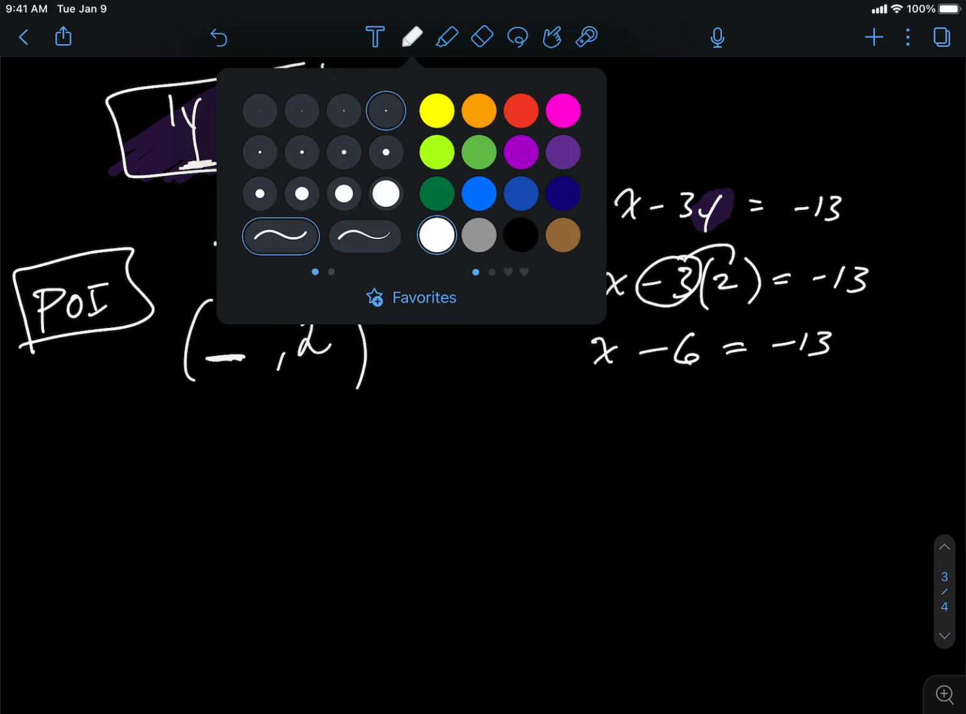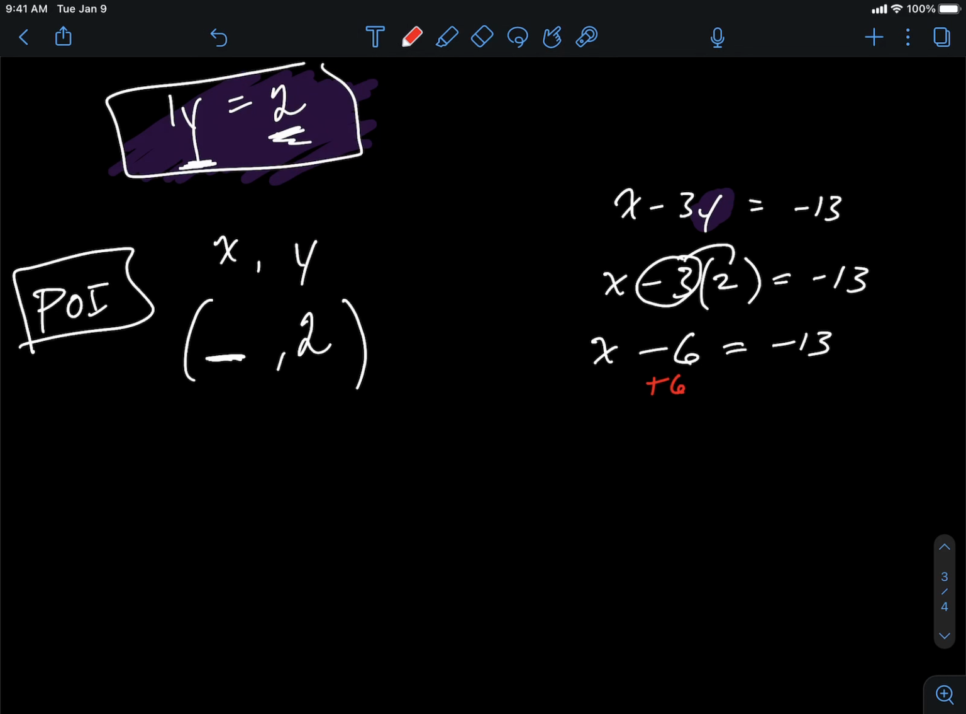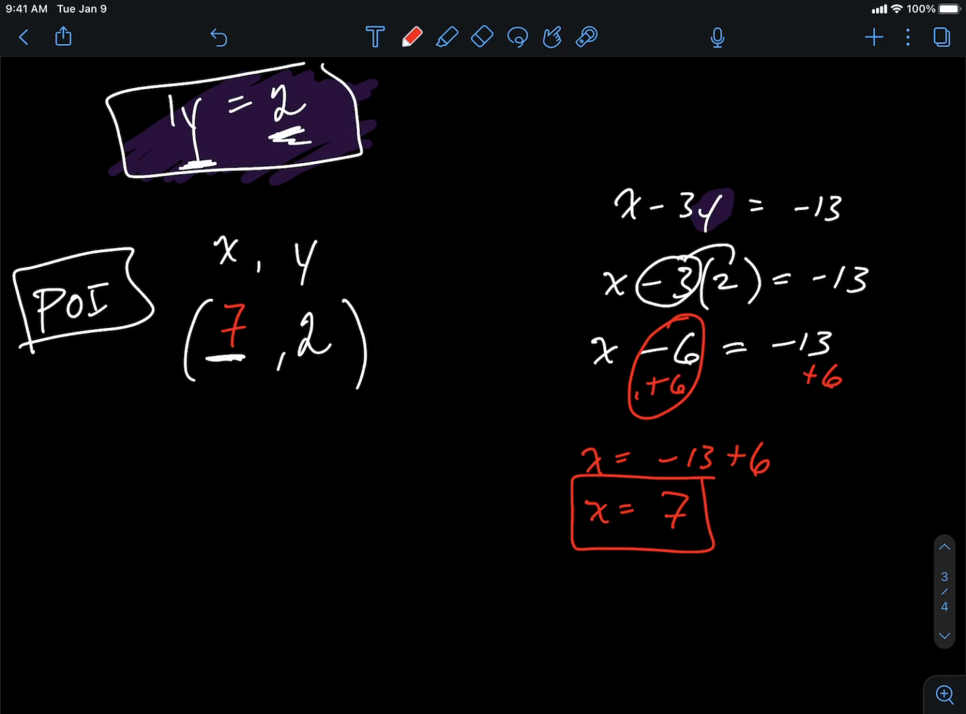And then just get x by itself. Do that, you get a zero pair there. When you do it to one side, you've got to do it to the other. And so you get x is equal to negative 13 plus 6. So x is equal to 7. That's it, you're done.